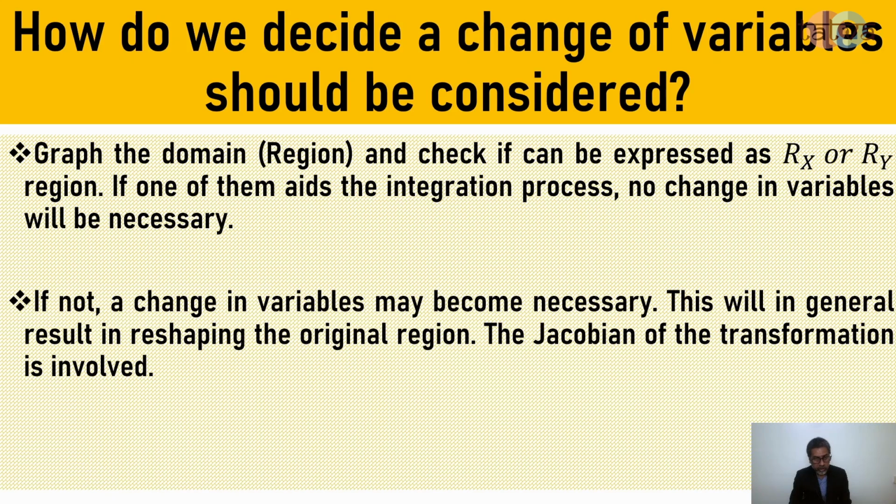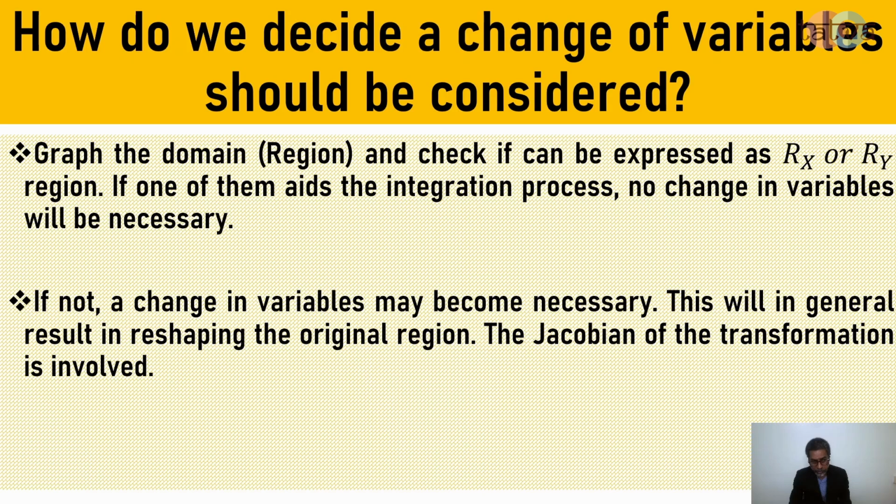But suppose you are not able to evaluate the double integral in the Rx format or an Ry format, then you may have to think of change of variables. So you have to read both these things together in order to understand the context. If you are able to express it as an Rx and Ry, and if the integration is possible, the job is done. Otherwise, change of variables may become necessary.